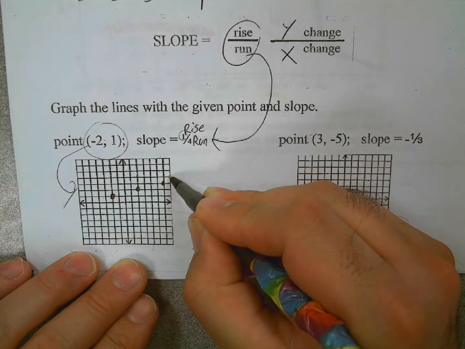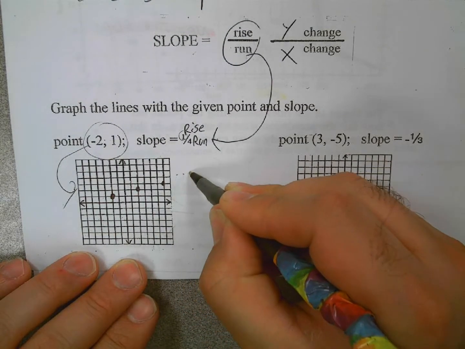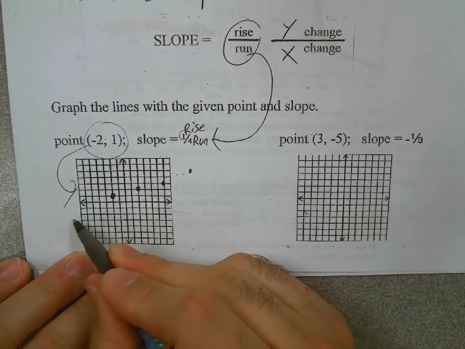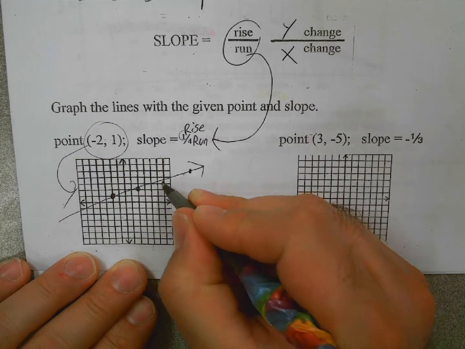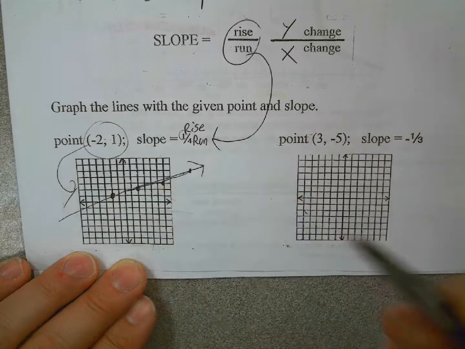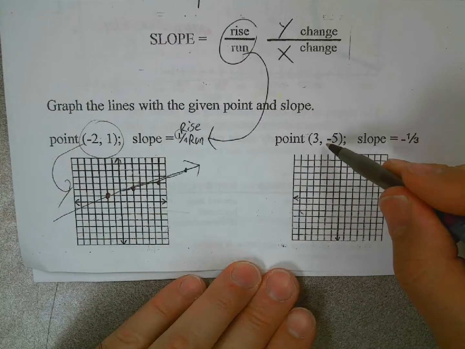1, 2, 3, 4. So then I can connect all those dots, and I got a nice line. Oh, that's not so nice right there. There we go. All right, so now you try this one.